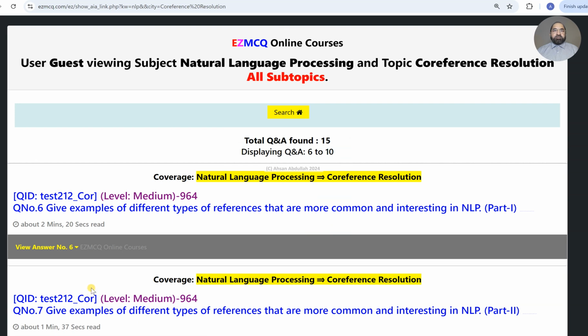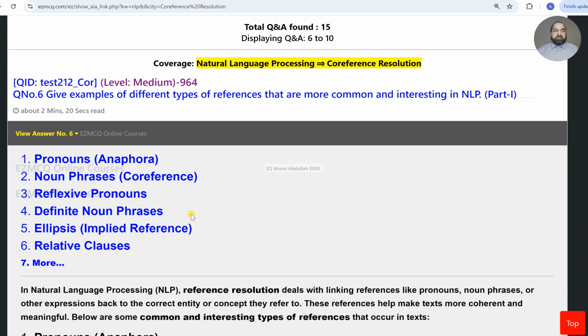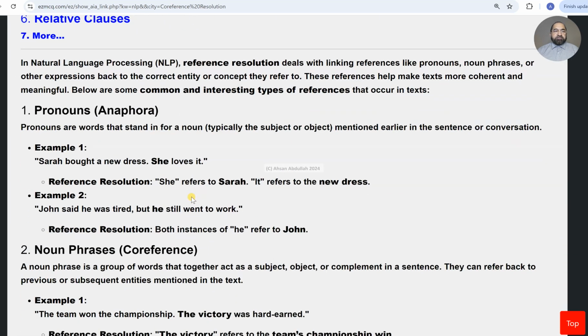Now we start with the next set of Q&As. Give examples of different types of references that are more common and interesting in NLP. Since there are quite a few of them, I have divided them into two parts. Let's look at part one, which is called pronouns and anaphora, and then co-reference, which is the noun phrases. Let me start with some simple examples. Pronouns are words that stand instead of a noun. For example, instead of calling Sam, we can say he.